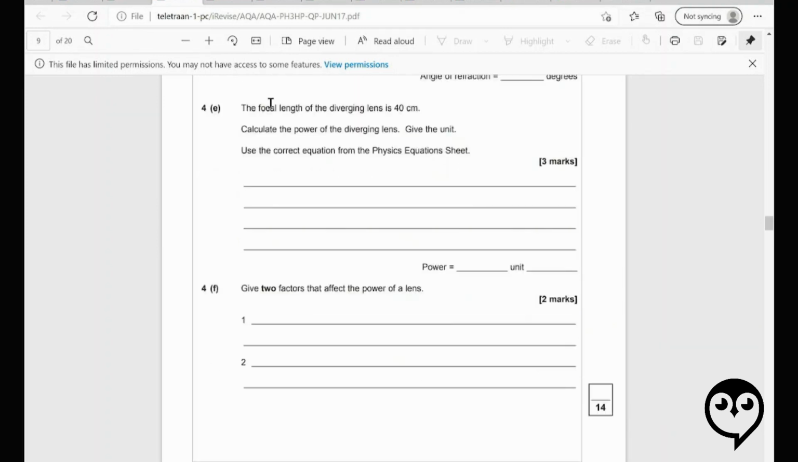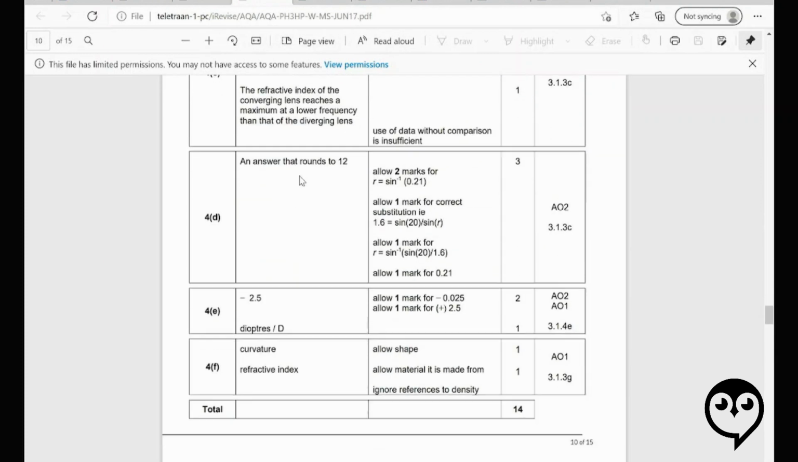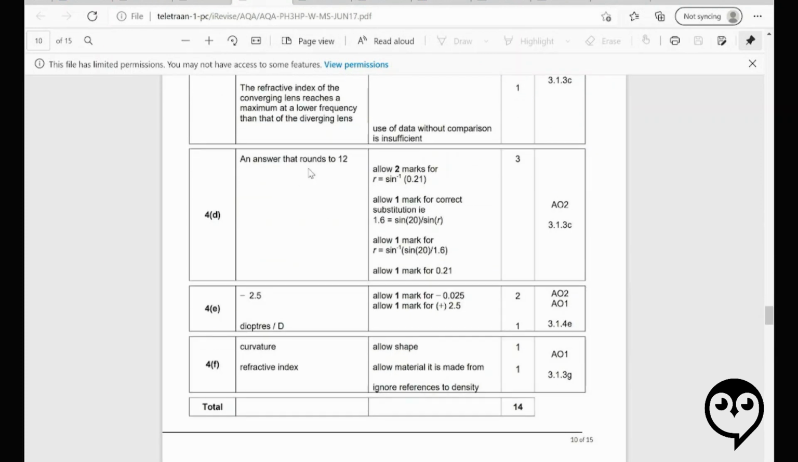Okay, in part F, give two factors that affect the power of a lens. The refractive index is going to be one of them, and then of course the shape. Okay, and so with the lens we'll say curvature. Okay, let's look at the mark scheme. Answer to that rounds to 12.